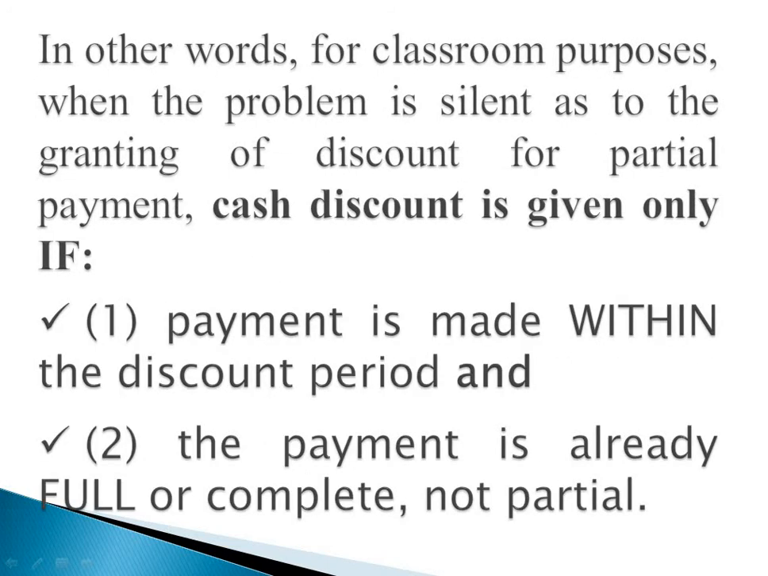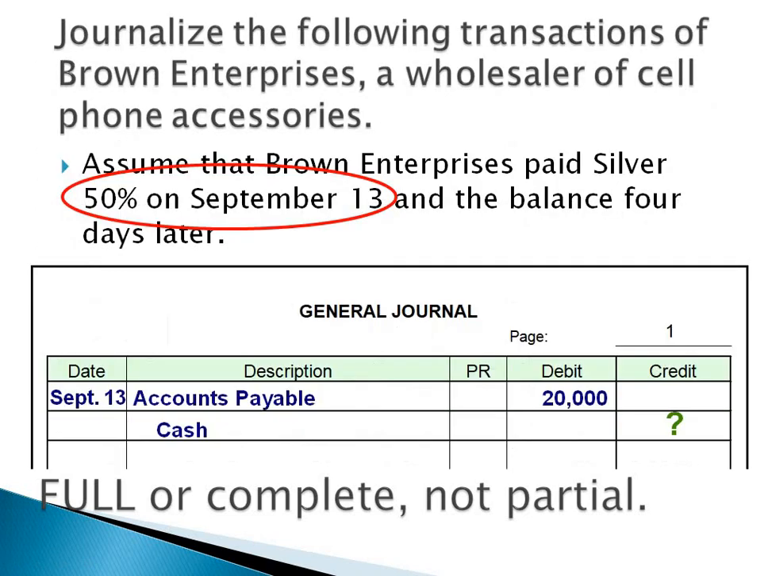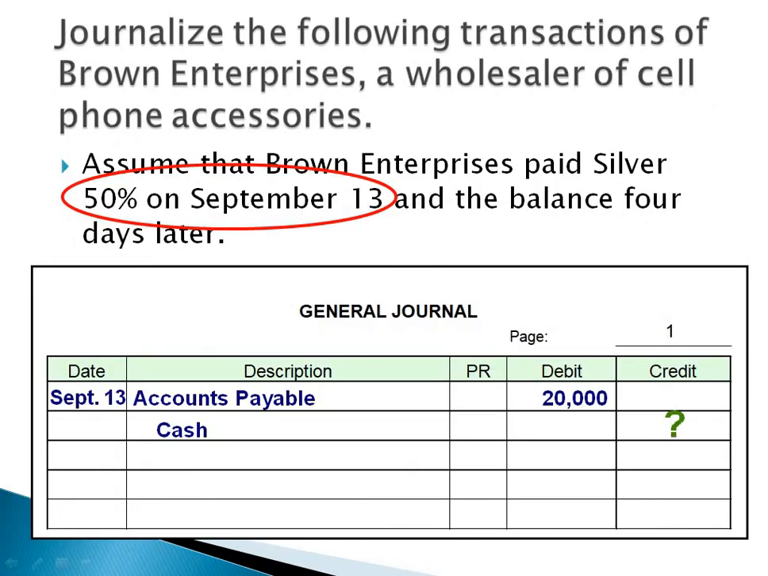In other words, when the problem is silent as to the granting of discount for partial payment, cash discount is given only if payment is made within the discount period and the payment is already full or complete, not partial. That being said, how much must be our credit to cash?